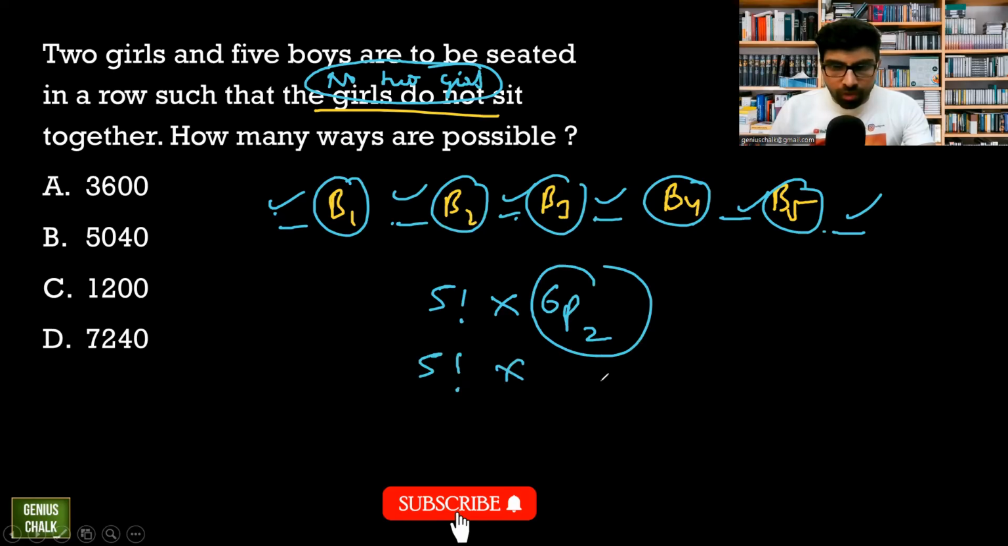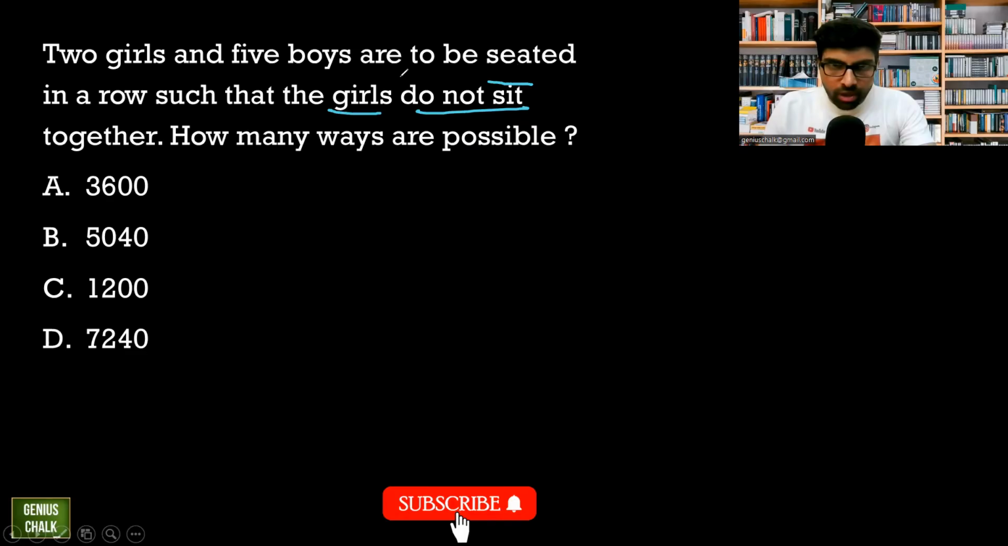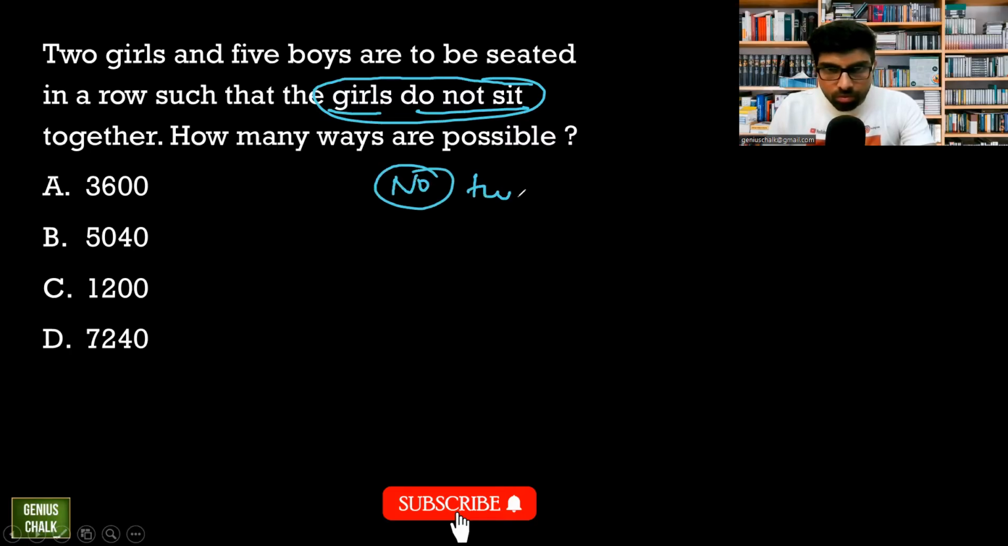In that case, 5 factorial into 6P2, which means 6 into 5. 5 factorial is 120, and 120 into 6 into 5 is 3600 ways. So that was the answer if this is the condition: no two girls sitting together. If it says girls do not sit together, consider it as vowels do not sit together, right? And if it says no two girls sit together, then first make the boys sit, and then the girls will take their places.